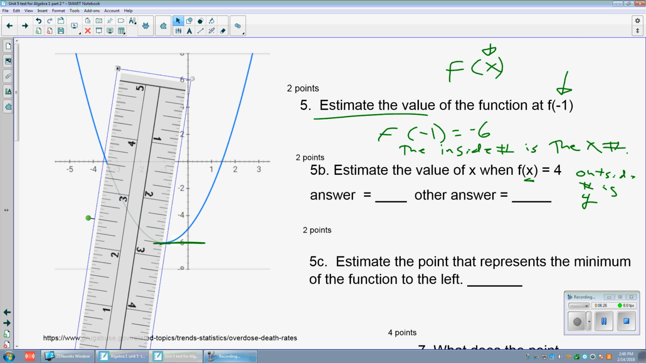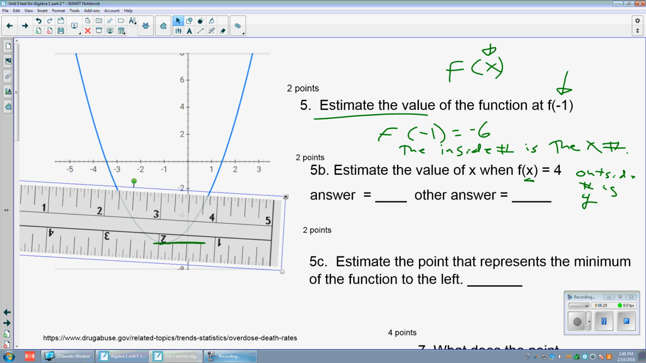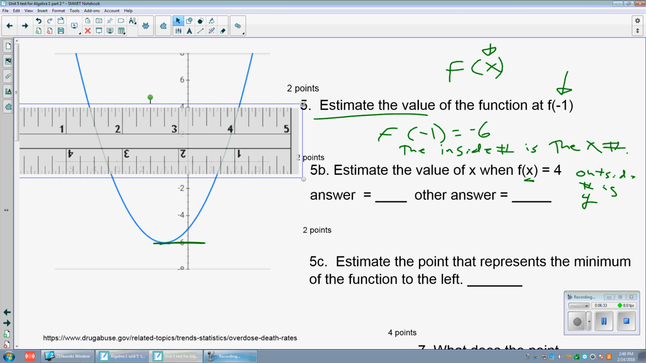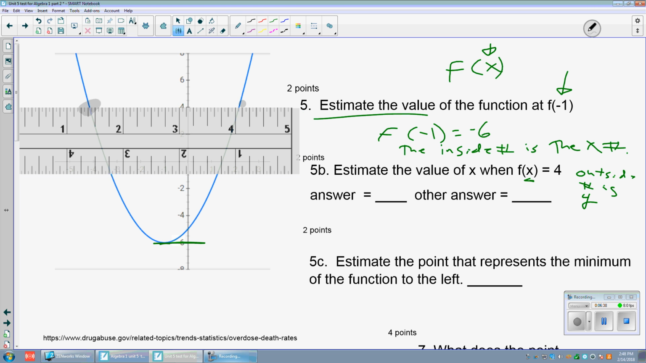Take my ruler, turn it sideways, or actually horizontal, and now it says f of x is 4. Oh, there are 2 of them. The line is to the left, and the line is to the right. Oh, so the ruler touches the line twice. That's what I'm looking at, where the ruler touches the line or the curve.